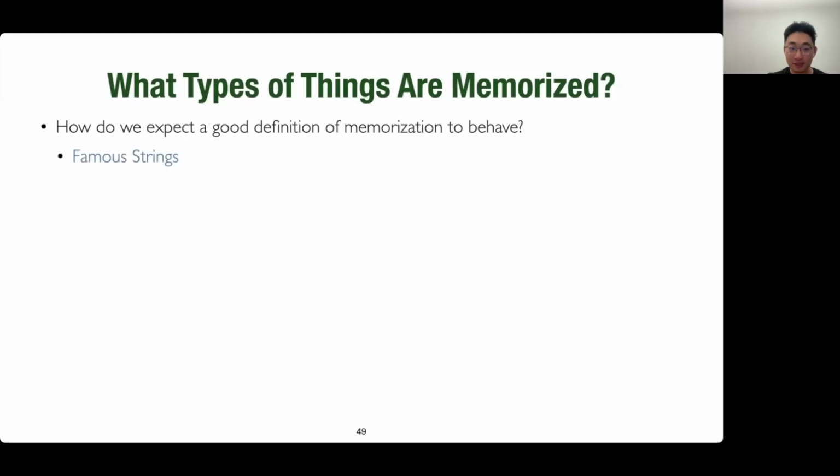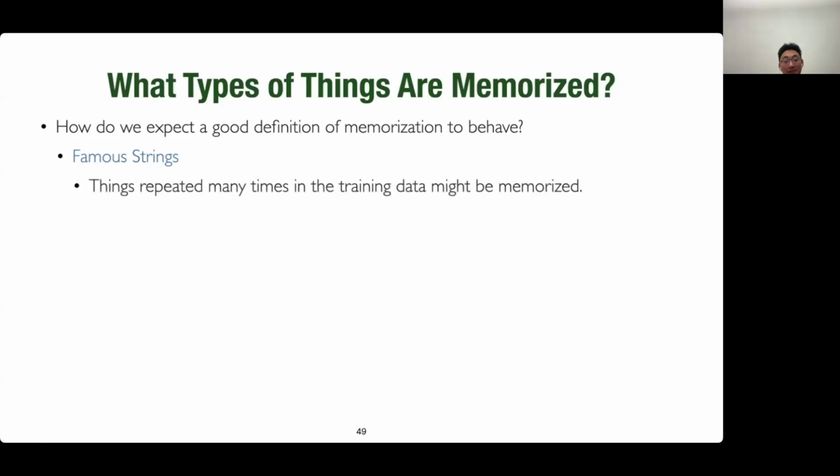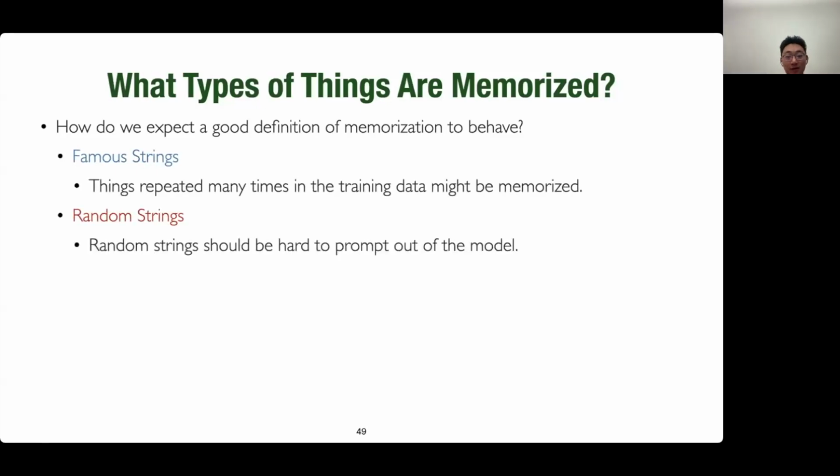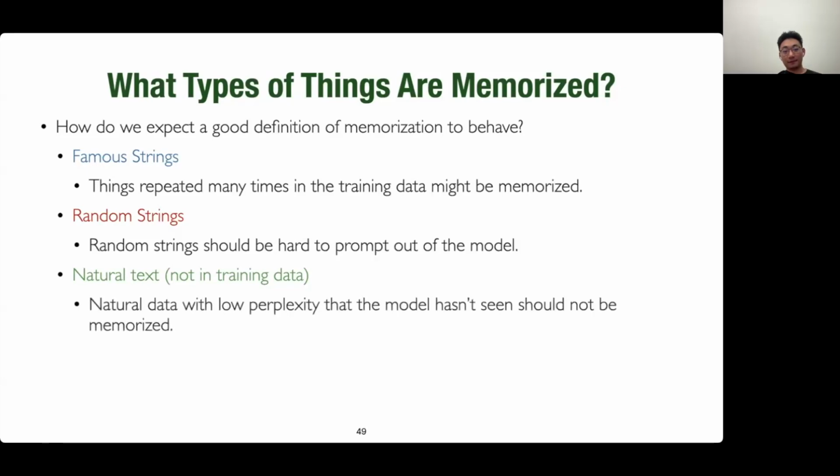The first one is famous strings that show up in the training data multiple times. And then we look at random strings. These are actually random tokens that are not natural language. They should never be memorized. And then we look at natural language that's guaranteed to not exist in the training data. These are recent news articles that were released after the model was trained. So these are data that should also not be memorized.